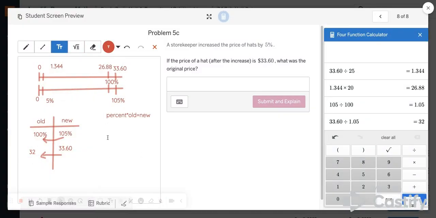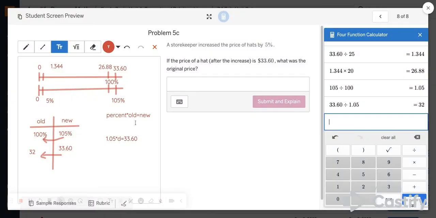And if I'm going to solve this with a percent, I'm going to take my percent as a decimal, which would be 1.05, because if I take 105 divided by 100, I get 1.05, times my old amount, which I don't know. I'm going to use D for the old amount because O's look like zeros, and that will equal the new amount, $33.60. So again, I have a multiplication equation where I know one of the numbers and I don't know the other one, so I'm going to solve that by taking the answer divided by the number that I do know, which is the exact same division problem that I just did, which tells me that my old amount is $32.